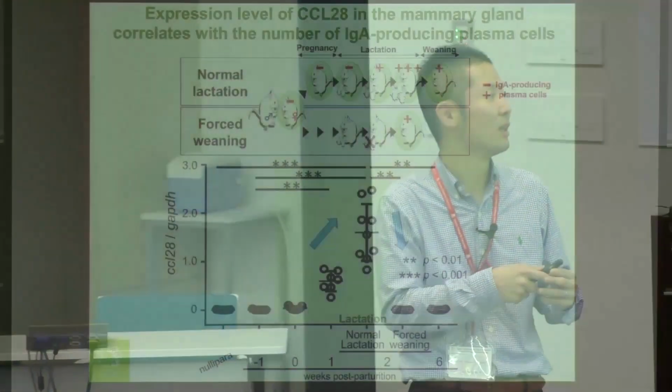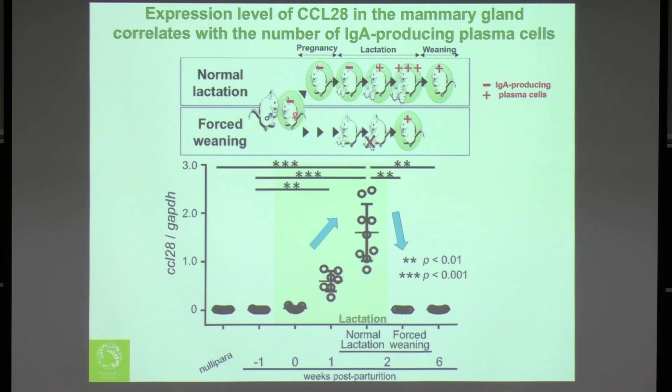And actually this is true, because when we did the qPCR analysis to look at the expression level of CCL28 in the mammary gland, we had a very high level of CCL28 expression during lactation, particularly 2 weeks after parturition, around here. The level goes up, and then after weaning, forced weaning or normal weaning, the expression level immediately and dramatically goes down. This means that CCL28 would be essential for the recruitment of IgA-producing plasma cells into the mammary gland.